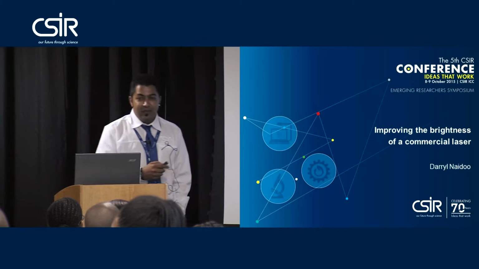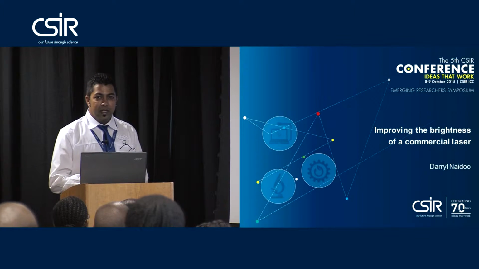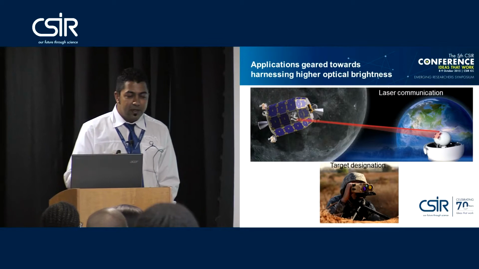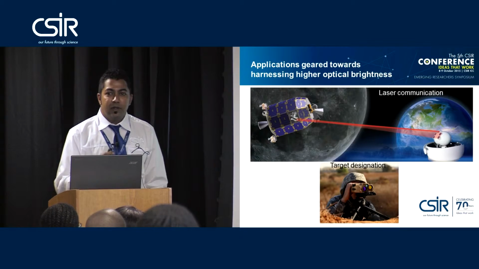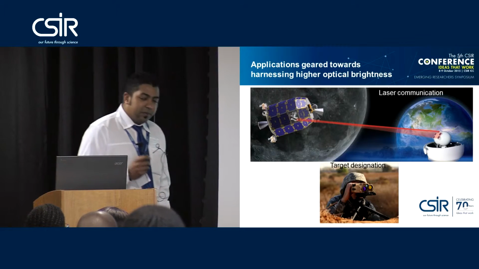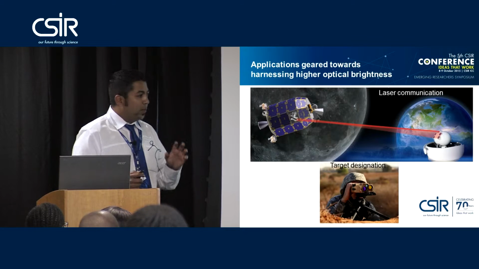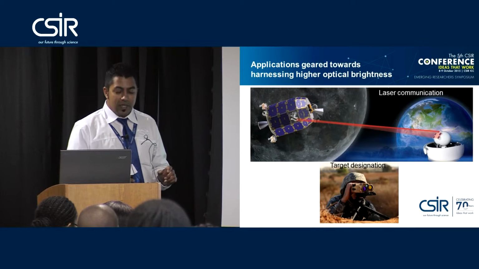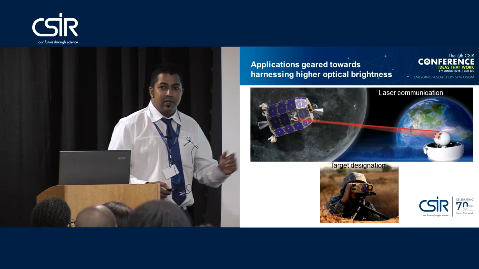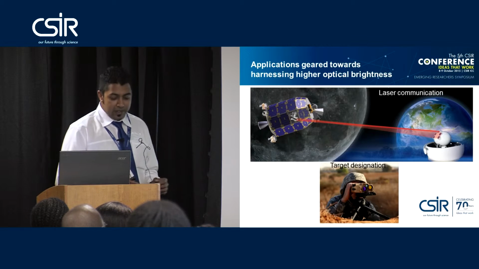My name's Darryl. I'm from the Laser Center, and I'll be speaking about improving the brightness of a commercial laser system. Now, the brightness is defined as the power emitted per unit surface area per unit solid angle. So it describes the potential of a laser beam to achieve very high intensities while propagating over very long distances. This is particularly useful in applications such as free space optical communication, target designation, as well as range finding.